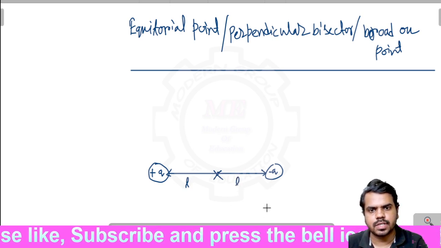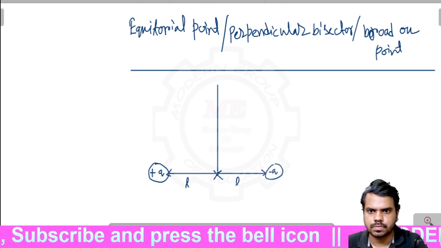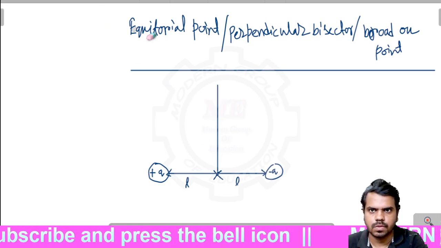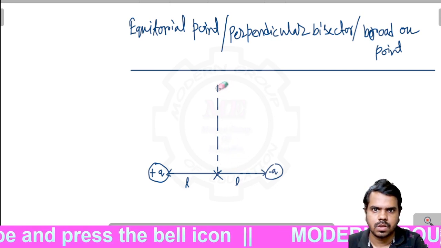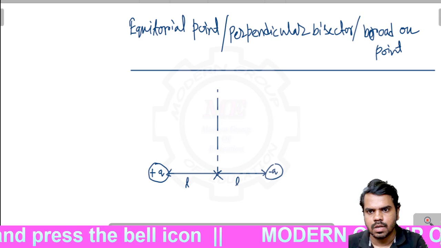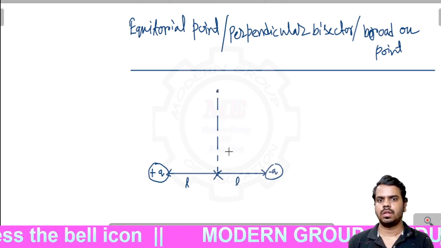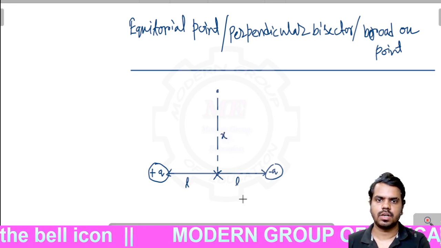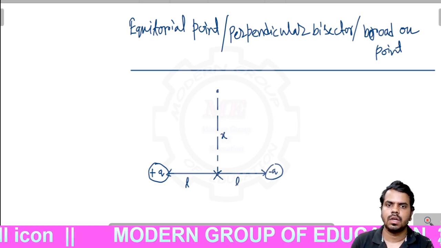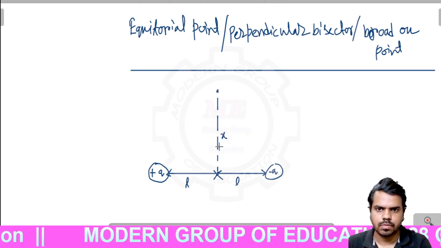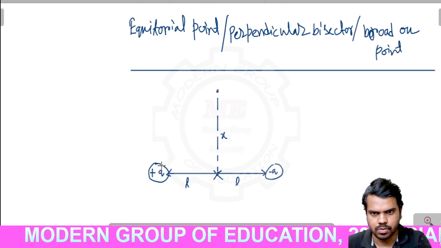The perpendicular bisector point will be in this direction. So this is the perpendicular bisector point. Now this length is x from the center of the dipole. That's why I am telling that the center of the dipole is very important. You have to draw some lines to find the value.